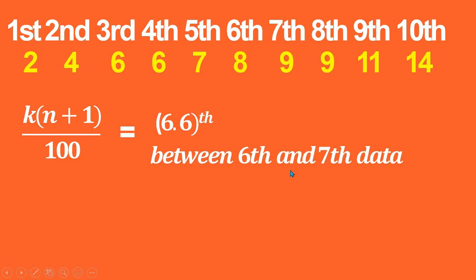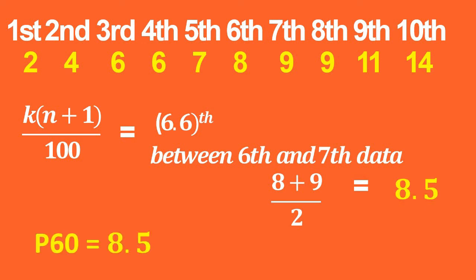Therefore, we will be finding the average of the 6th and 7th data. The 6th number on the list is 8, and the 7th number on the list is 9. So, 8 plus 9 divided by 2. Therefore, the percentile 60 is 8.5.